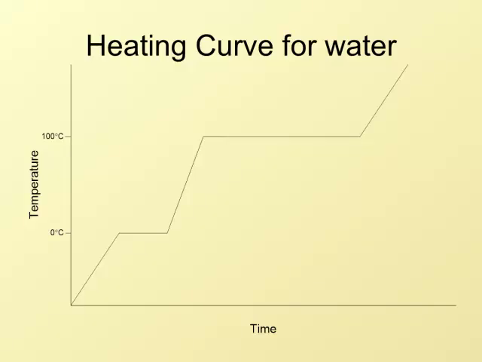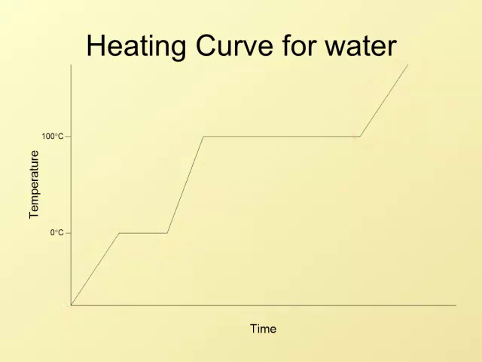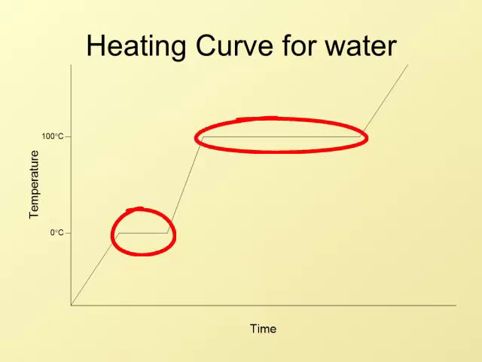In 3 of these segments, temperature increases linearly. These segments represent the heating of a single state. The rate at which the temperature rises is based on the substance's specific heat in that state. In 2 of these segments, the temperature is constant as heat is added because the heat is producing a change of state.